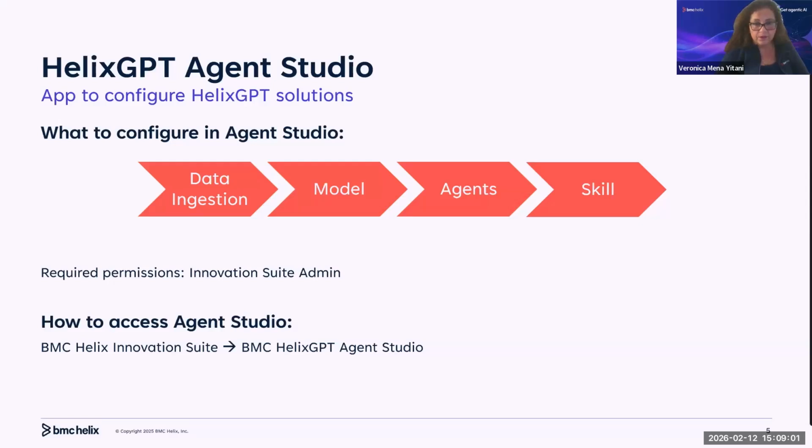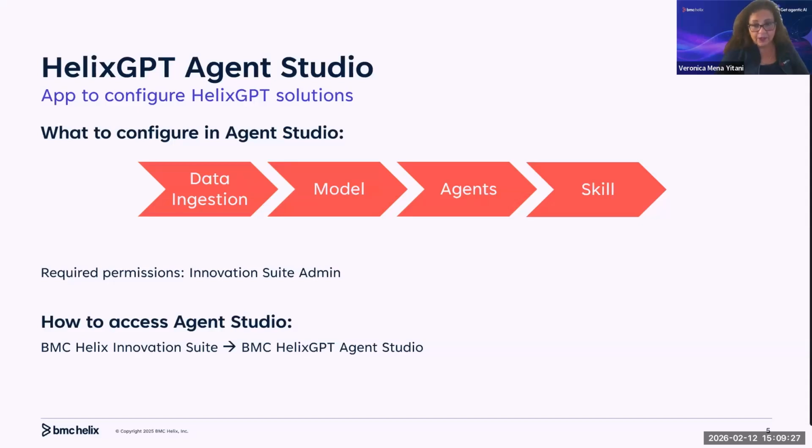knowledge source. Once the knowledge data is ready, we configure the model, like Azure OpenAI or Gemini, and then we could proceed with inference. Next, we set up the agent, which acts as the persona or the interface that interacts with your employee. And finally, we define the specific skill or task those agents are authorized to perform.